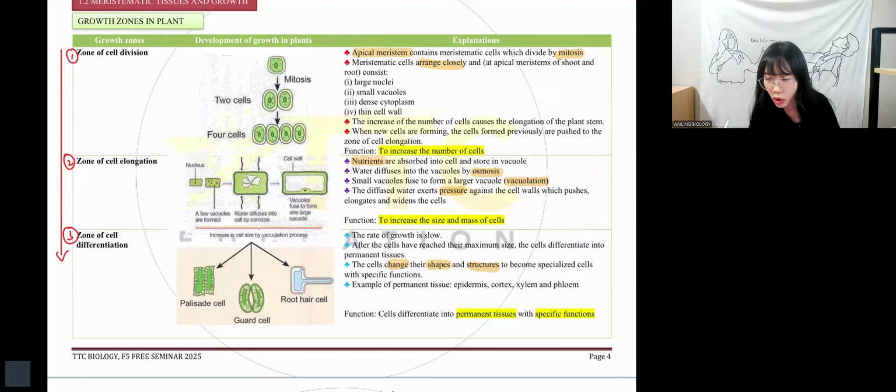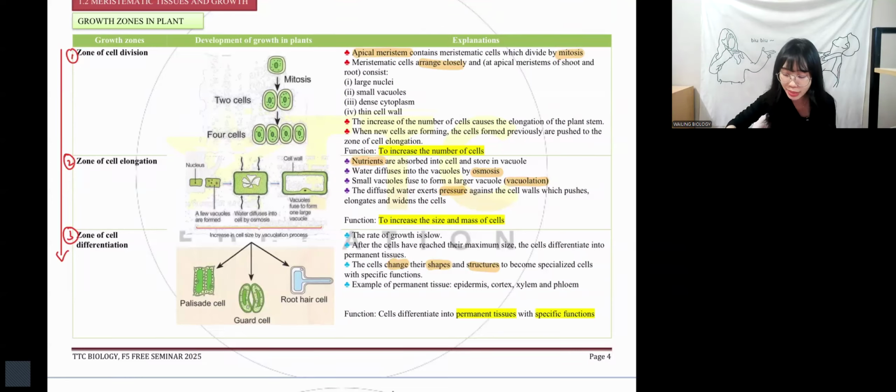Why is the rate of growth slow in differentiation? Because they already form into a permanent tissue. They already form into permanent tissue. So that's why they cannot increase the number of cells anymore. To increase the number of cells, it has to happen in the zone of cell division.